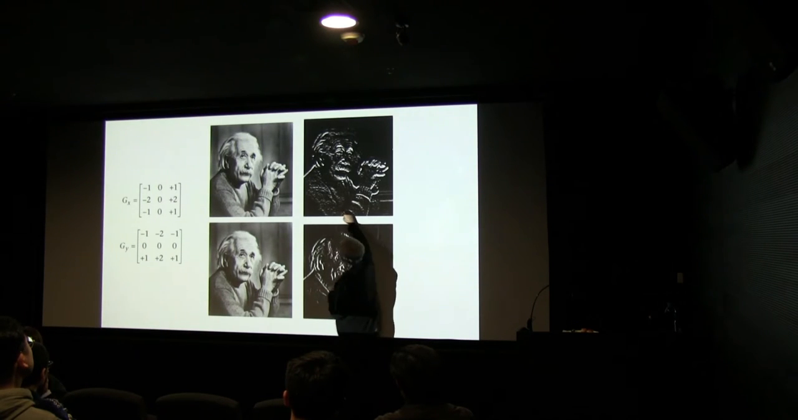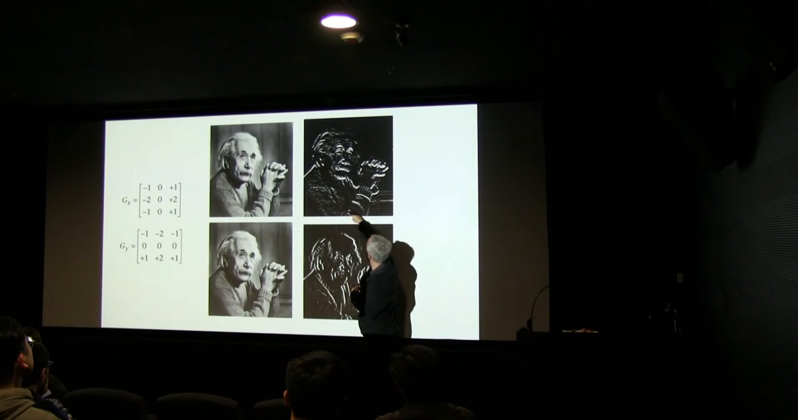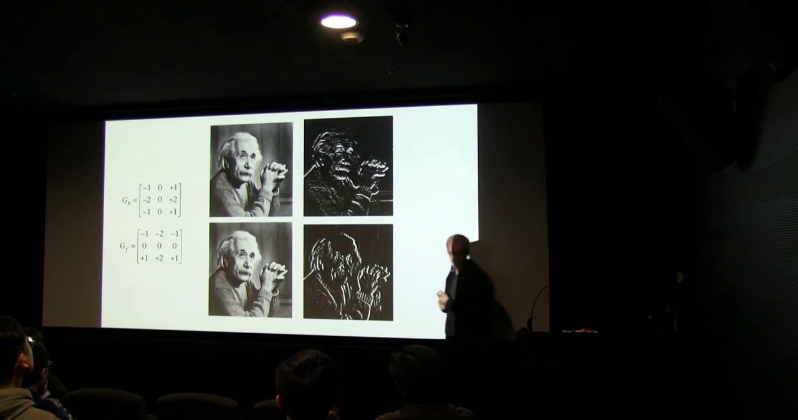So these are, you can see those areas in the image with strong vertical, horizontal gradient. These are strong vertical gradients.